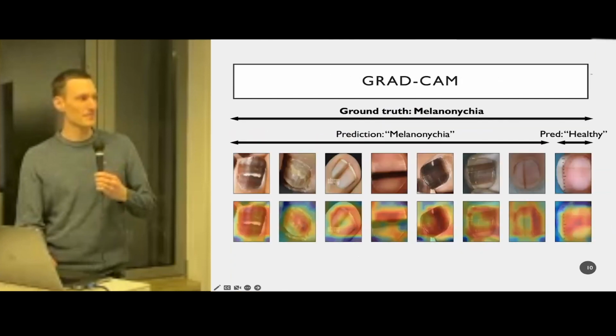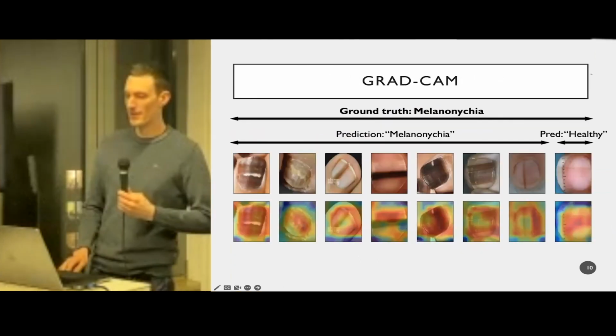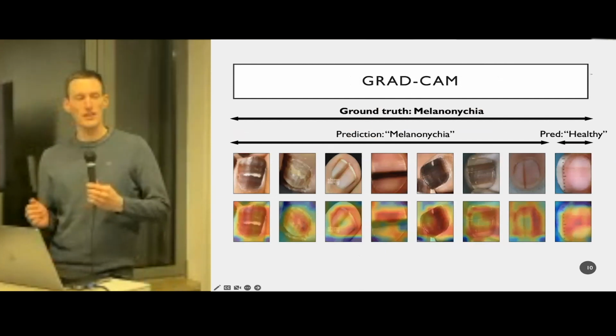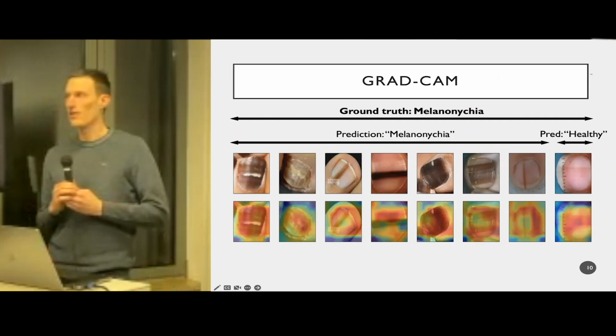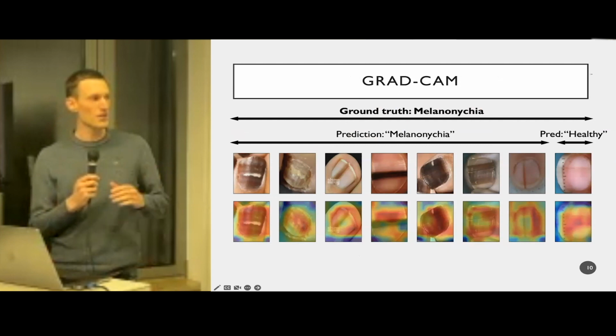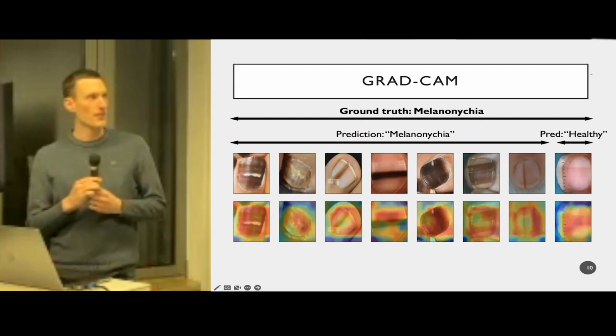Another thing we looked at was gradient-weighted class activation mapping, which is basically a technique that allows you to see where the model is focusing in making these predictions, so where on the image. And in this case, the ground truth is melanonychia, and the prediction is the same, so it's correct.